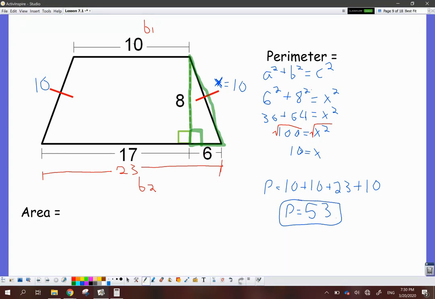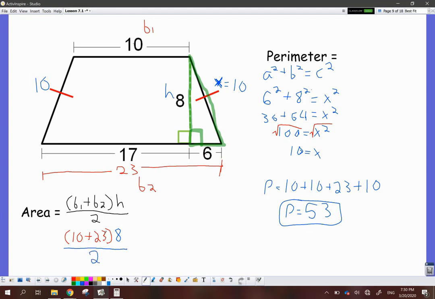All right, now for the area. Now the area is a lot simpler because I already have the height. The height is right here. I have my B1, I have my B2, so I'm just going to call on my formula. I know the formula for area of a trapezoid is B1 plus B2 times H divided by 2. So I want to find my B1. I know my B1 is 10, so I'm going to plug that in. 10 plus my B2 is 23. My H is 8. So all this times 8 divided by 2.